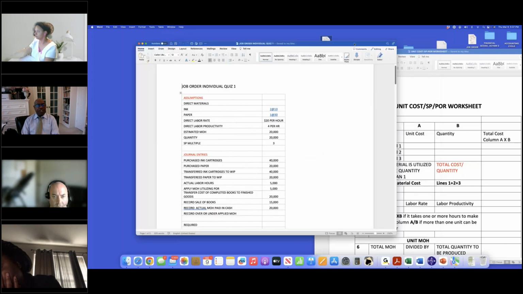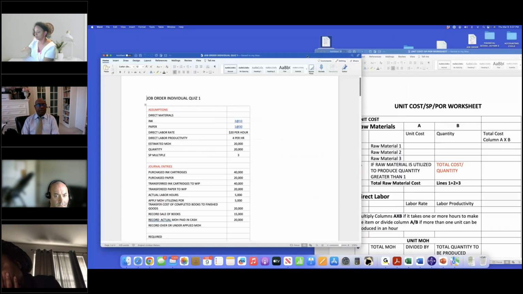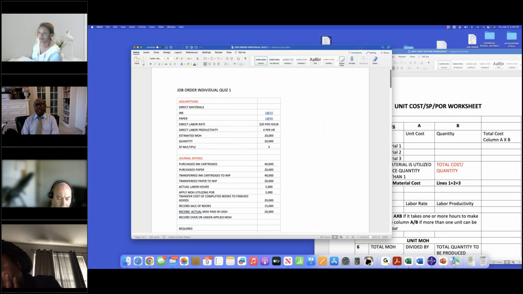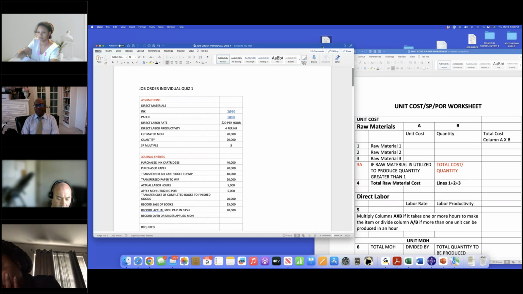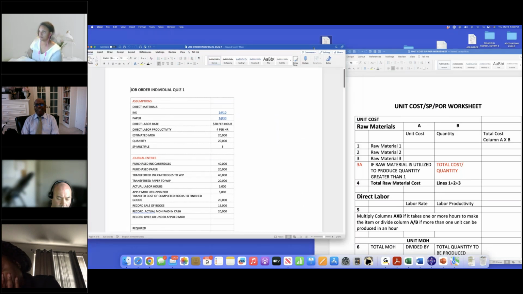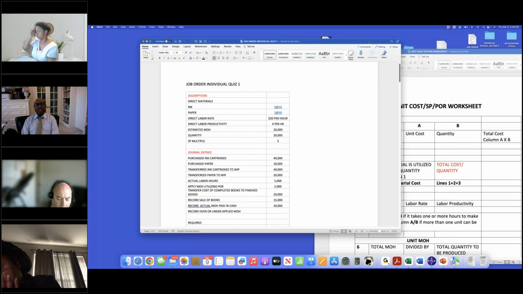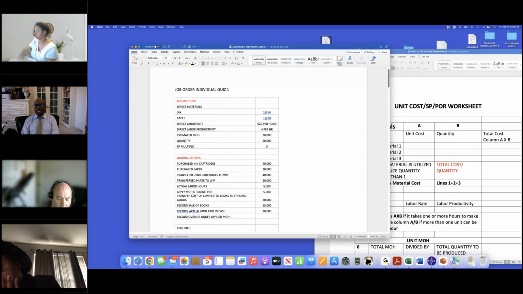So right off the top, what you're gonna do with your direct labor rate productivity? Are you gonna multiply or are you gonna divide? I'm just asking that off the top right quick. Are you gonna multiply or are you gonna divide? You're gonna multiply because it's more than one book per hour. So it's gonna be 4 by 20. All right, so Chris says we're gonna multiply.